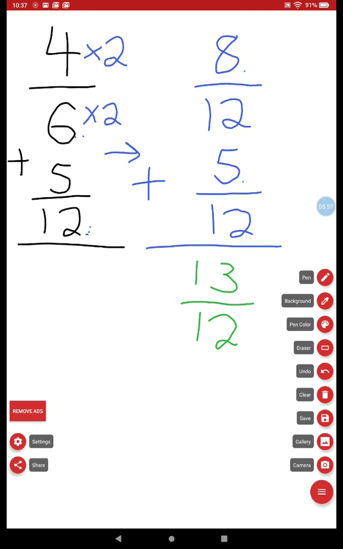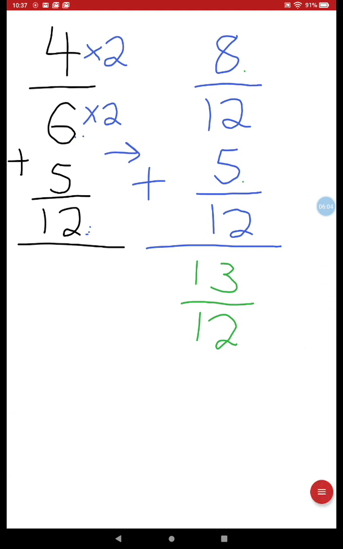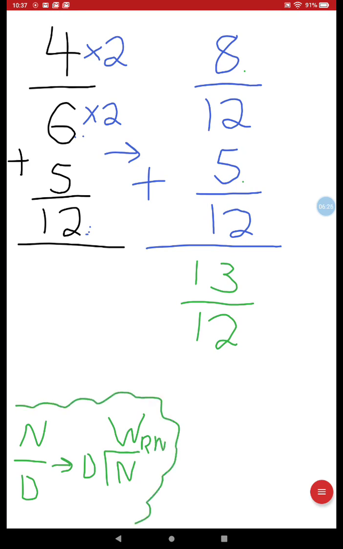Uh-oh, that numerator is bigger than the denominator, so I need to convert it. Remember, how do we convert it? Well, remember, we use this little formula. Numerator over denominator becomes division box with the numerator in the division box, the denominator out. Whole number is my answer, remainder numerator. That's something we gotta keep in our head all the time. Write it on a sticky note and keep it on your table where you do your homework.